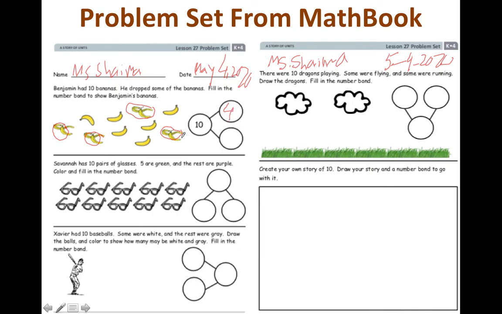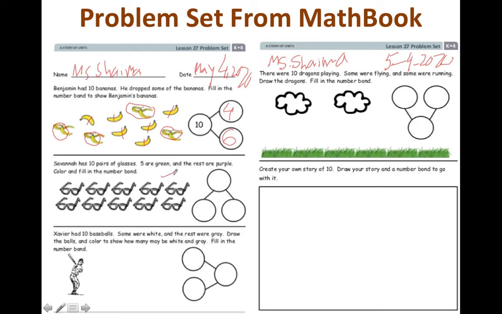And now let's count how many bananas are still good. I have 1, 2, 3, 4, 5, 6. I have 6 bananas that are still good and 4 that fell off. So I know 4 and 6 gives me 10.